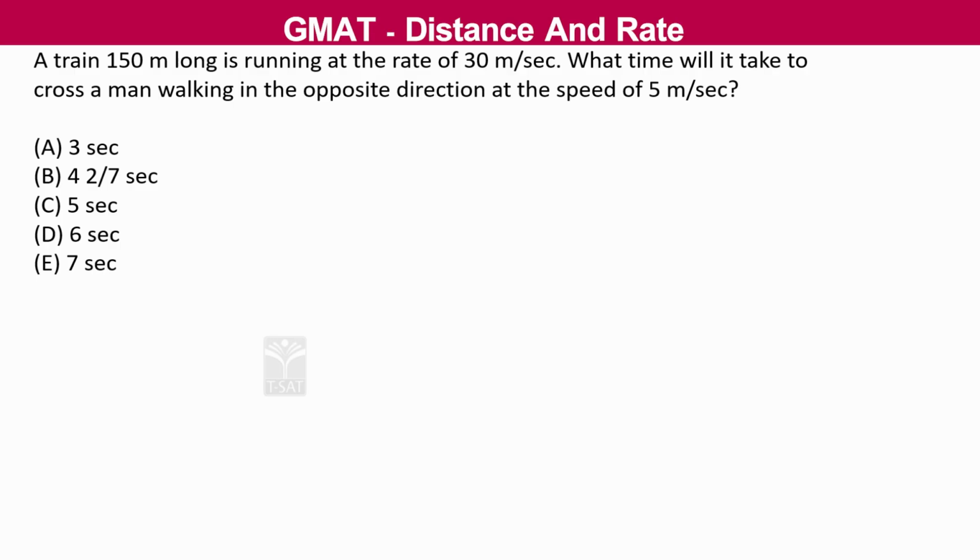Let us look at the next question now. A train 150 meters long is running at a rate of 30 meters per second. In what time will it cross a man walking in the opposite direction at the speed of 5 meters per second? Since they are in opposite directions, the relative speed will be equal to the sum of their speeds, that is 30 plus 5, which is 35 meters per second, and the total distance will be nothing but the length of the train, that is 150 meters.